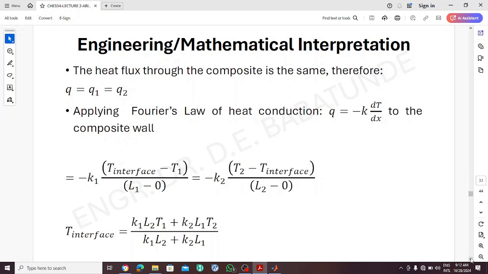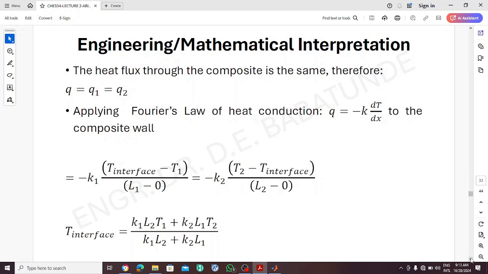So if you apply the Fourier law to each of the materials, we have used K1 to represent the conductivity of material 1. We have set the interface temperature to be T interface. The temperature at the outer surface of material 1 is T1. Based on the Fourier equation, dT is the change in temperature, so we say the final temperature minus the initial temperature. In the case of material 1, the final temperature is T interface, and what it started with was T1. So it's going to be T interface minus T1.